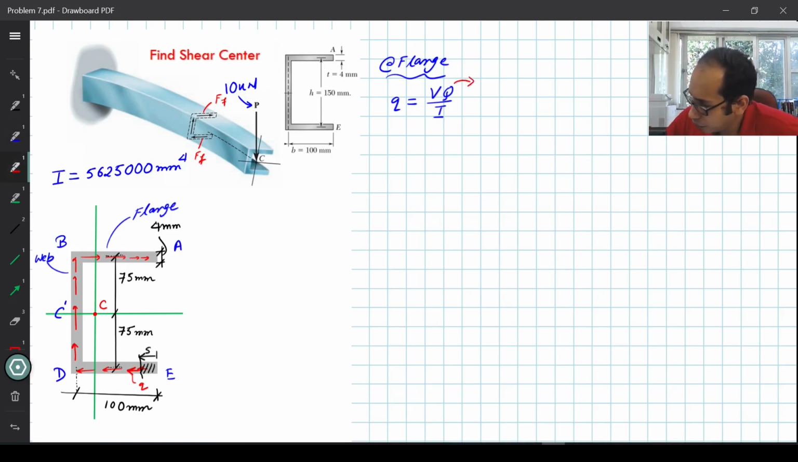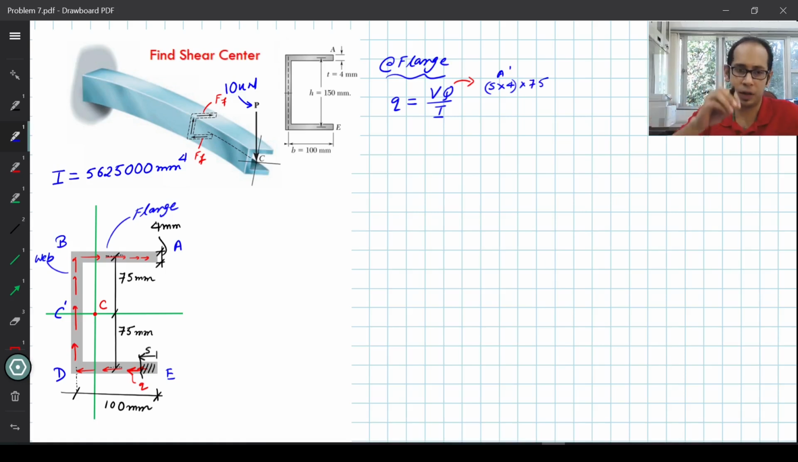Now for Q, remember Q is A prime times Y bar prime. So here for this small chunk, the A is going to be S times this thickness. Remember, the thickness all throughout is 4 mm. So Q is going to be your S times 4. That is my A prime times Y bar prime, that is the distance of the centroid from the neutral axis. So that is 75 mm times 75.